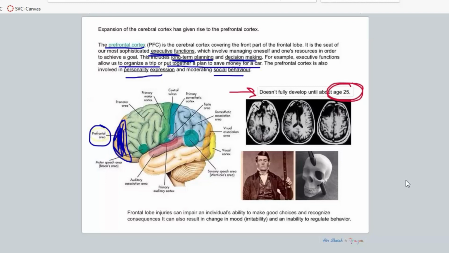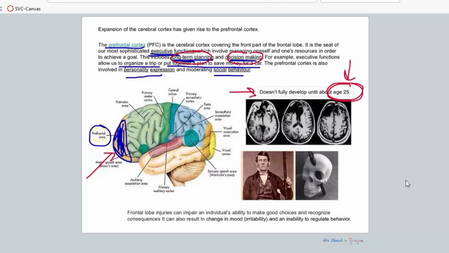And so, that's one of the many reasons why alcohol and marijuana and stuff is not good for children. Well, adults too, but especially for children and young adults, pretty much up until age 25, is because these types of drugs affect the prefrontal cortex, and they can affect that long-term planning and decision-making ability.